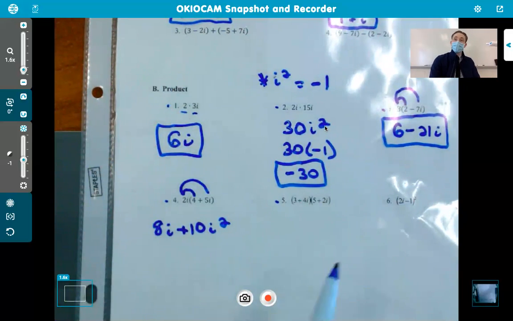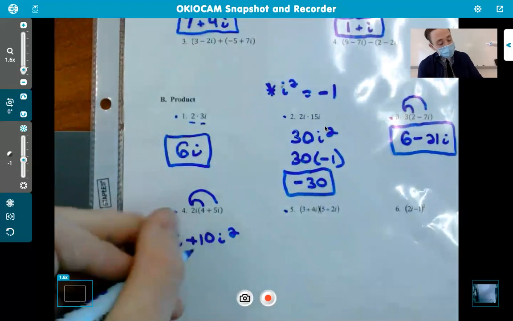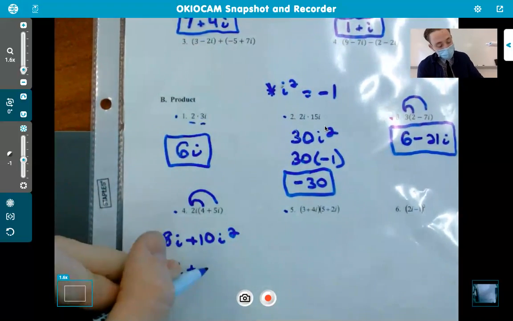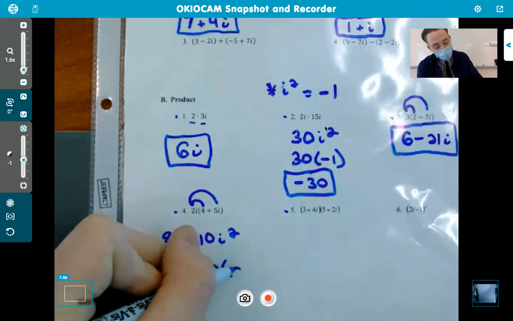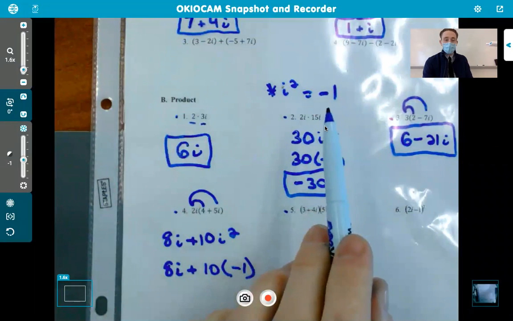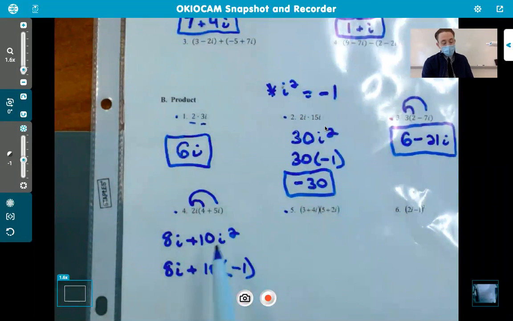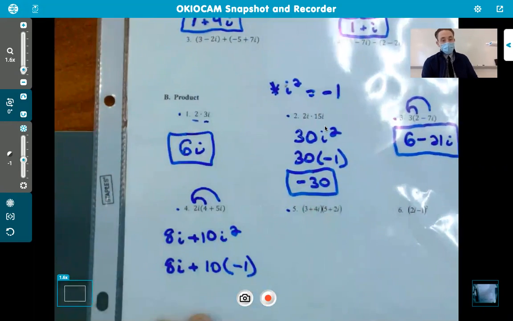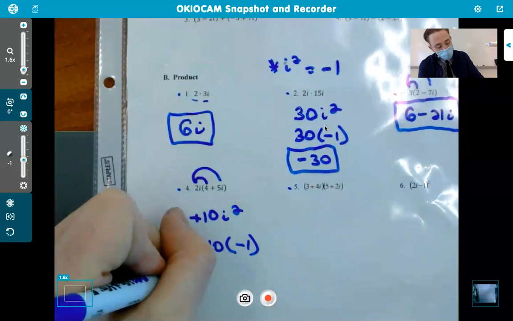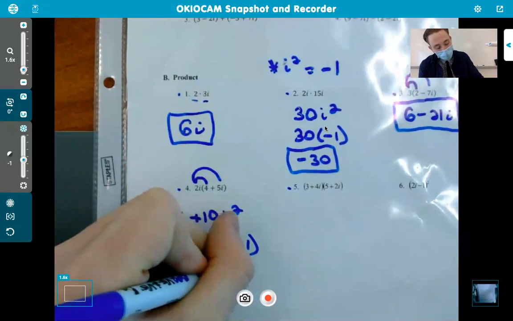Exactly. Good job. So anytime that we see an i squared, I know that becomes 8i plus 10 times negative 1. I just substitute in from this note up here, if you haven't made it already, a negative 1 wherever I see an i squared. And then this becomes negative 10 plus 8i.